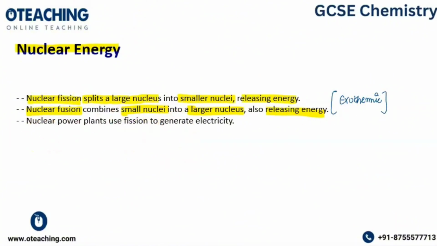Nuclear power plants. We know that nuclear power plants are used to generate electricity, and there the nuclear fission process occurs. That means the nucleus splits down. A large nucleus splits into smaller nuclei, releasing energy. Here in this case, electricity is generated.